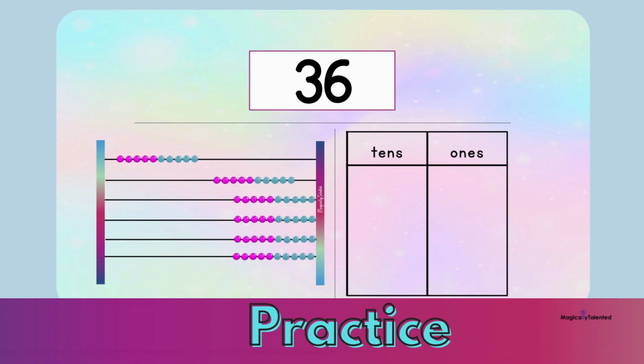10, 20, 30, 31, 32, 33, 34, 35, 36. What number did we count to? Yes, we counted to the number 36. On the Reckon Rack, we counted 3 tens and 6 ones. How can we say this using unit form language? We would say 3 tens 6 or 36.